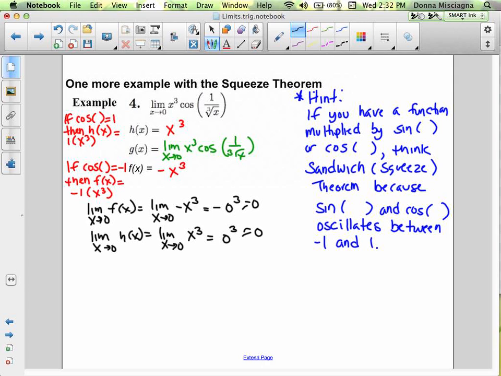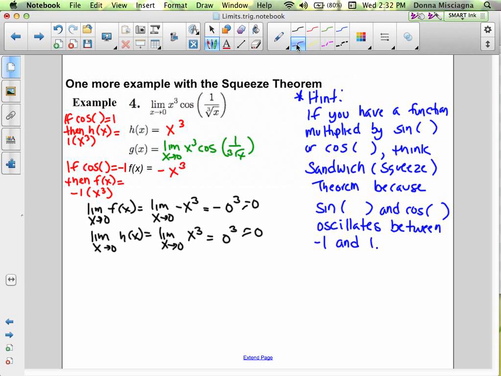So now you've got a function that's sandwiched between two functions, and those two functions have the exact same value for their limit as x approaches 0. Well, that means you now know the limit of the function you're looking for using the sandwich rule.